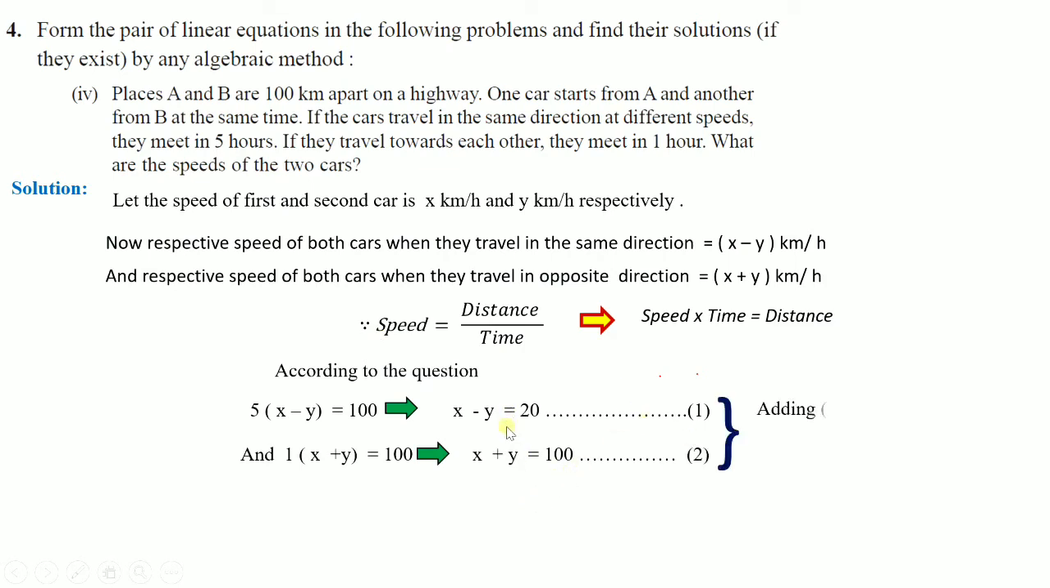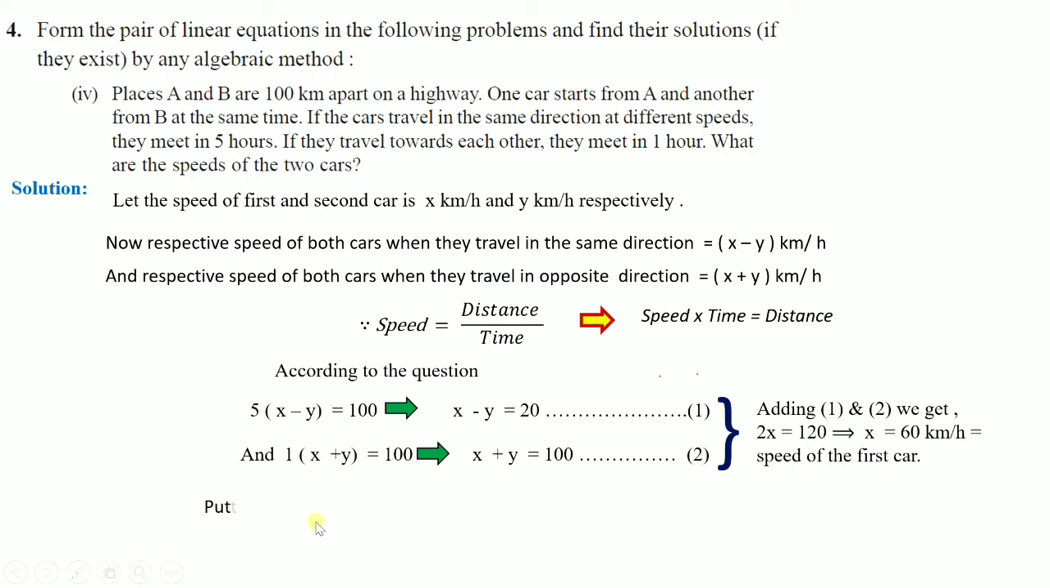This is equation number 2. We can apply the elimination method, so we can add and we can also subtract. If we concentrate on the y variable, then we should add. So directly adding 1 and 2, we get, minus y cancels, 2x. 2x is equal to 100 plus 20, 120. So x is equal to 120 by 2, which is 60 kilometers per hour. That is the speed of the first car.